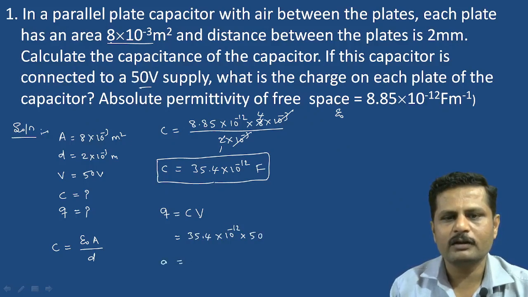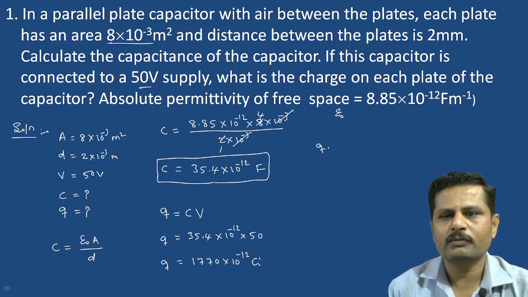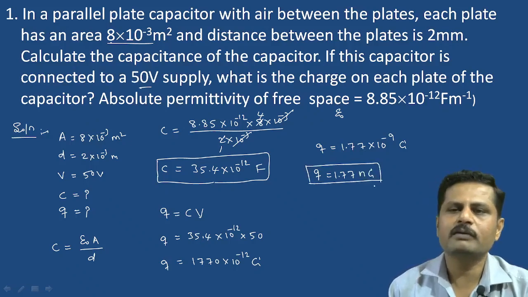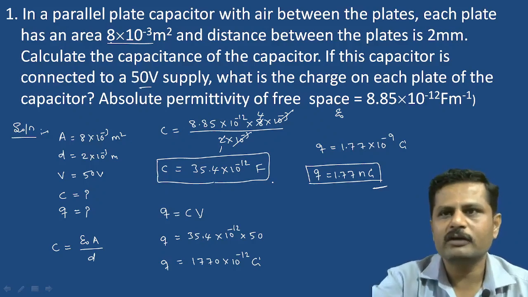If you simplify, you will get the charge as 1770 into 10 raised to minus 12 coulomb, and this can be written as Q equals 1.77 into 10 raised to minus 9 coulomb. That is nothing but Q equals 1.77 nanocoulomb. The charge on each plate of the capacitor when it is connected to the 50 volt supply is 1.77 nanocoulomb.